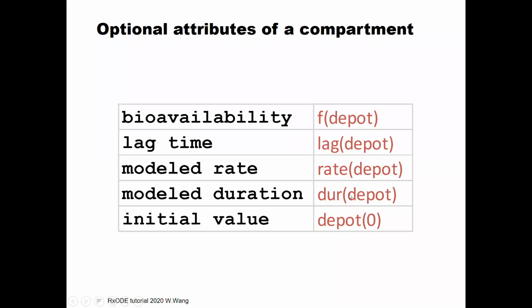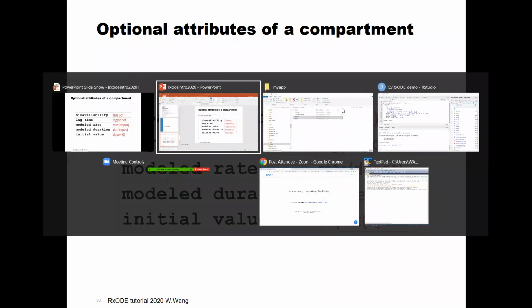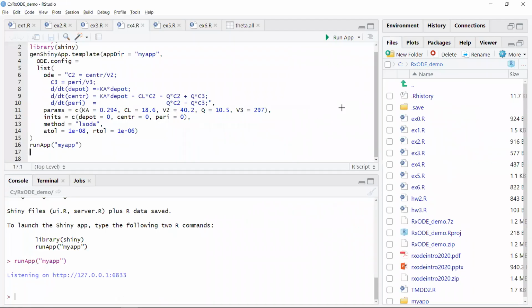So let me give you some example how to use this. First, let's take a look at this bioavailability. And incidentally, there was a question last time about the weight-based dosing. How should we do that with RxODE? There are at least a couple of ways of doing that. I'm going to show you both ways and also to show you the equivalent.